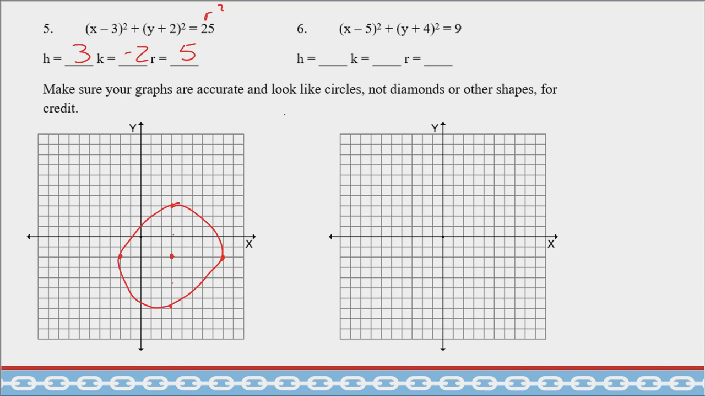For 6, we have an h value of 5, a k value here from this 4. So my k value is -4, and the square root of 9 is 3. So I'm going to graph the center, and then 3 in all 4 directions from there. And I do my best to draw a circle.